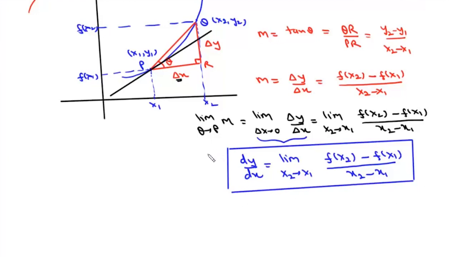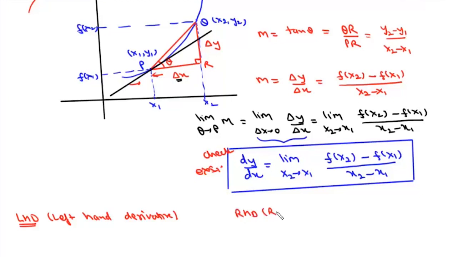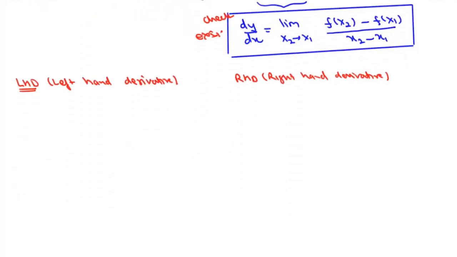Now for differentiability, we check the existence of this limit, x2 approaching x1, f(x2) minus f(x1) upon x2 minus x1. Now x2 can approach x1 from the right as well as from the left. If x2 approaches x1 from the left, then we'll say it is the left hand derivative, so we write it as LHD. And if this Q approaches P from the right, we say it is the right hand derivative or RHD. So we wish to check the existence of this limit at this point P, which is when x is x1.